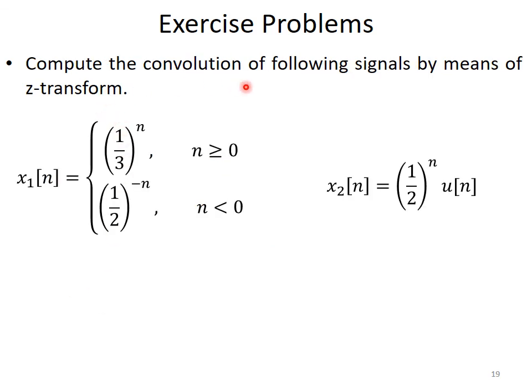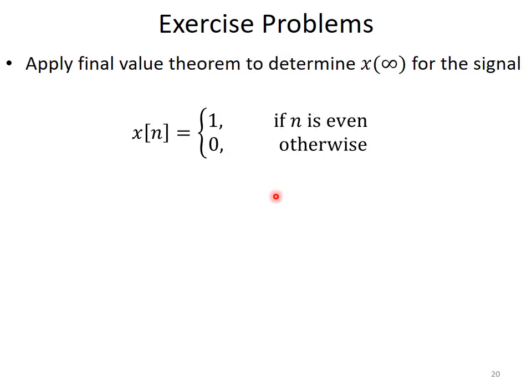Then compute the convolution of these signals using z transform method. Right. So find out the z transform of this, and then find out the algebraic multiplication, and then find out the inverse z transform. Then we have to find out the final value of this function using final value theorem. Right. So first find out the z transform of this, and then apply final value theorem.